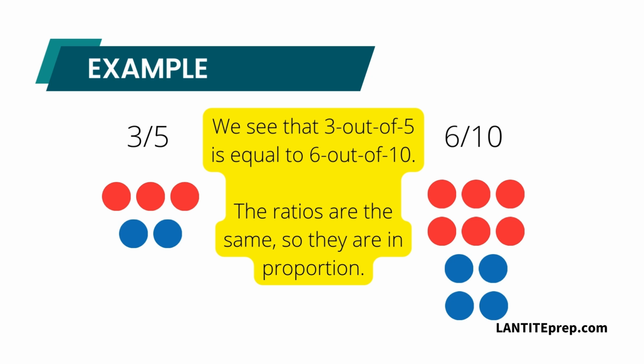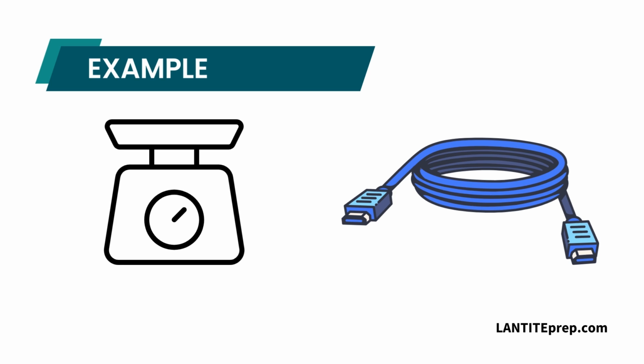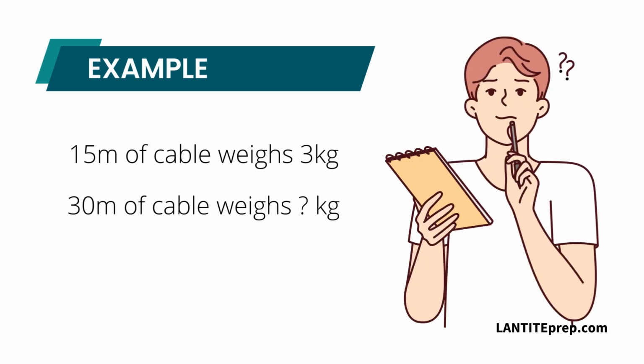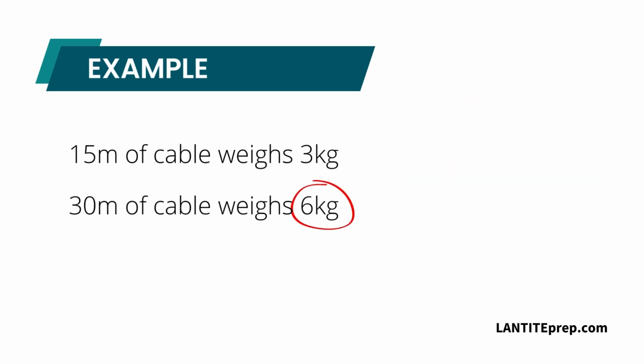Excellent. Let's have a look at another example. Let's check to see if a cable's length and weight are in proportion. If 15 meters of cable weighs 3 kilograms, how much would the cable weigh if the length was 30 meters and the proportions were the same? Did you find the solution? 30 meters of that cable would weigh 6 kilograms.